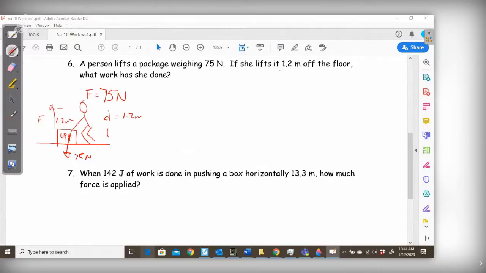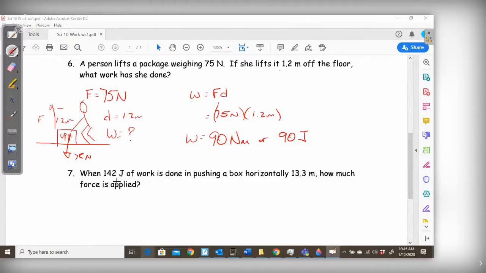These are the values that we have. Work is what we're trying to find. Work is equal to force times distance. So that's equal to 75 newtons times our 1.2 meters. So pulling out the Casio FX260 Solar, 75 times 1.2, that's equal to 90 newton meters or 90 joules.